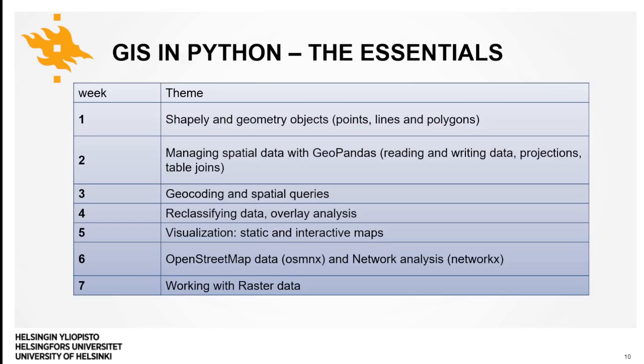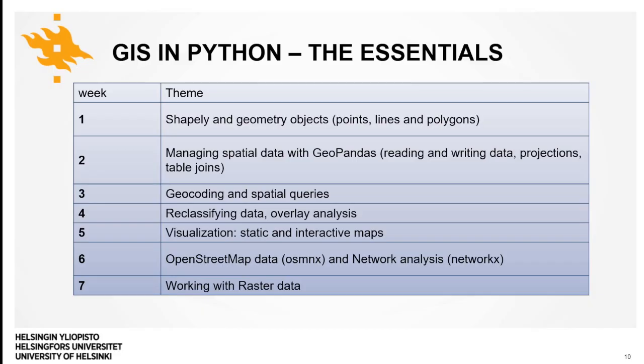But we have different topics covered every week. On week 3, we work with geocoding and spatial queries. That's a very useful thing for many. For example, if you're working with different addresses and you want to get coordinates so that you can work with GIS, we will learn how to do that on the third week. Reclassification of data and overlay analysis, week 4. Week 5 is about visualization. We will learn to make static and interactive maps.